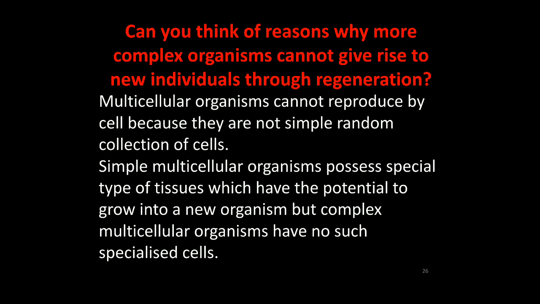Simple multicellular organisms possess special types of tissues which have the potential to grow into new organisms. But complex multicellular organisms have no such specialized cell. In us, there is no specialized cell. If it was like that, we would have grown.